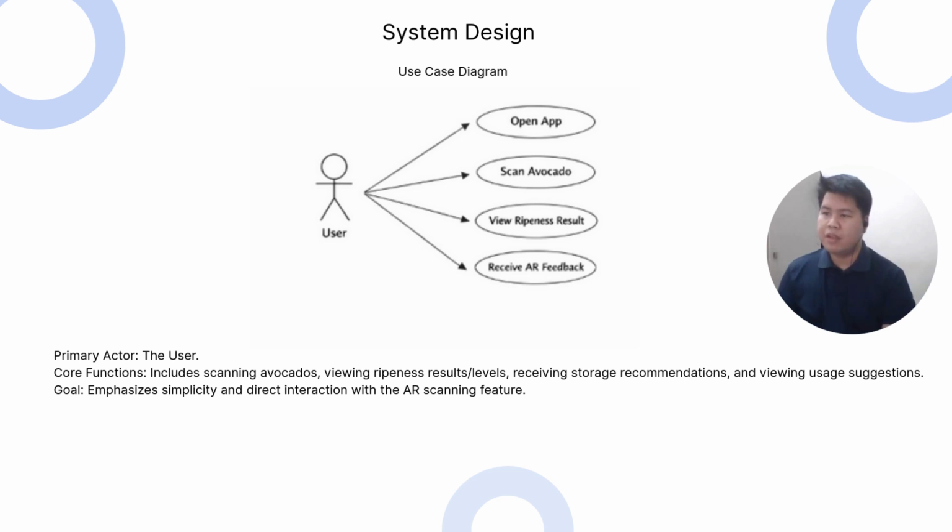Next, we have the system design, use case diagram. The primary actor is the user. Core functions include scanning avocados, viewing ripeness result level, receiving storage recommendations, and viewing usage suggestions. The goal is to emphasize simplicity and direct interaction with the AR scanning feature.